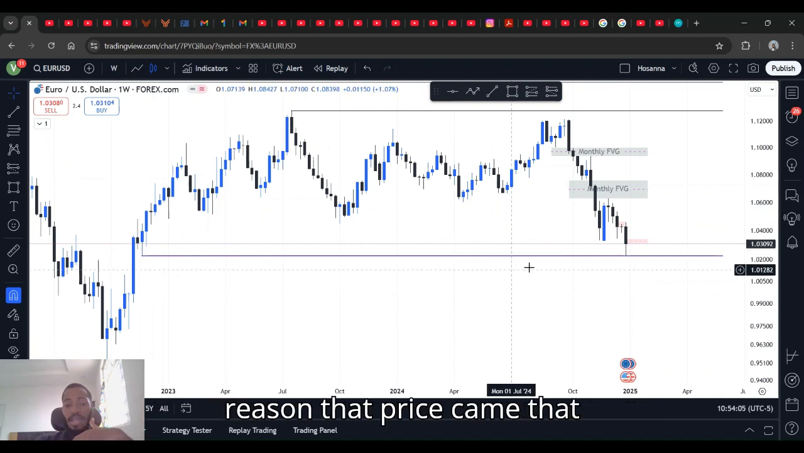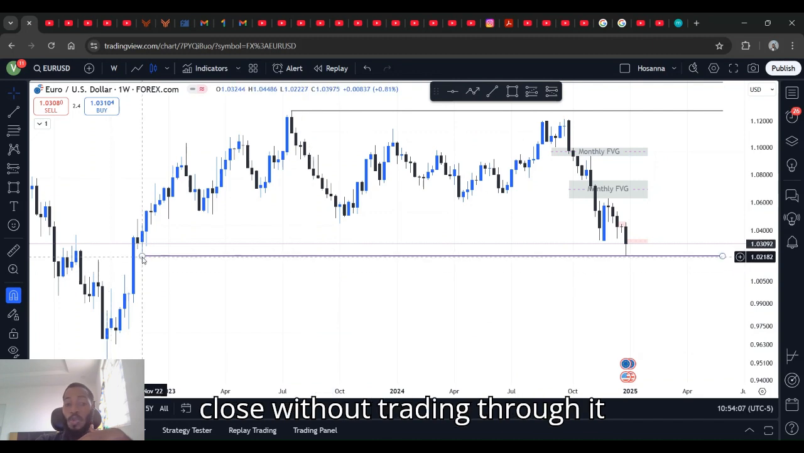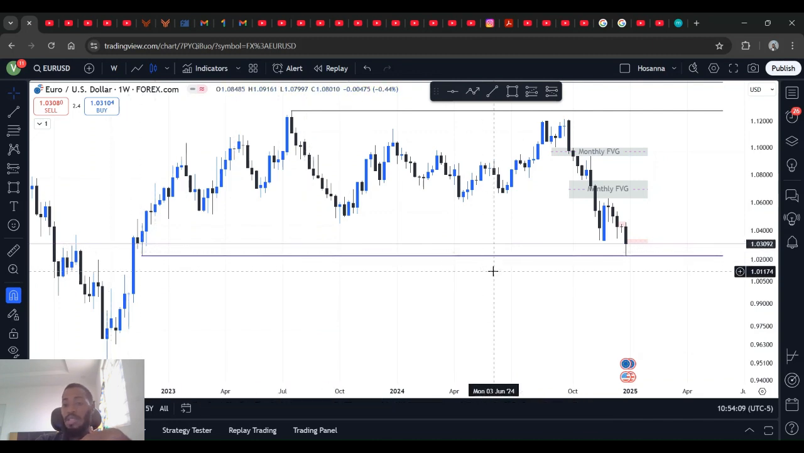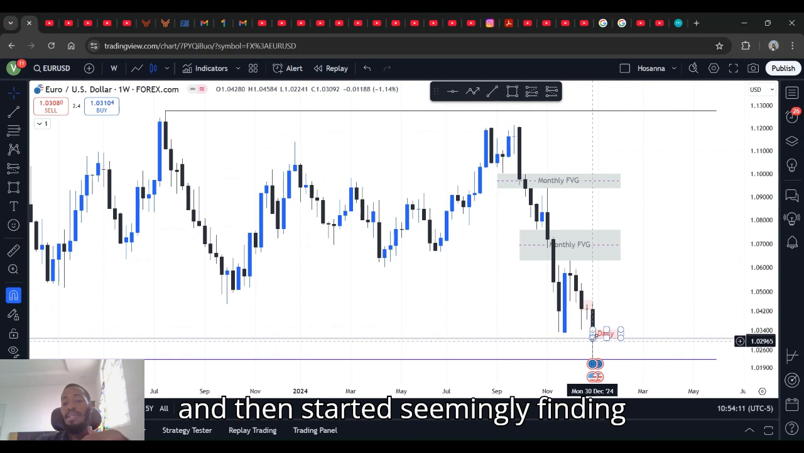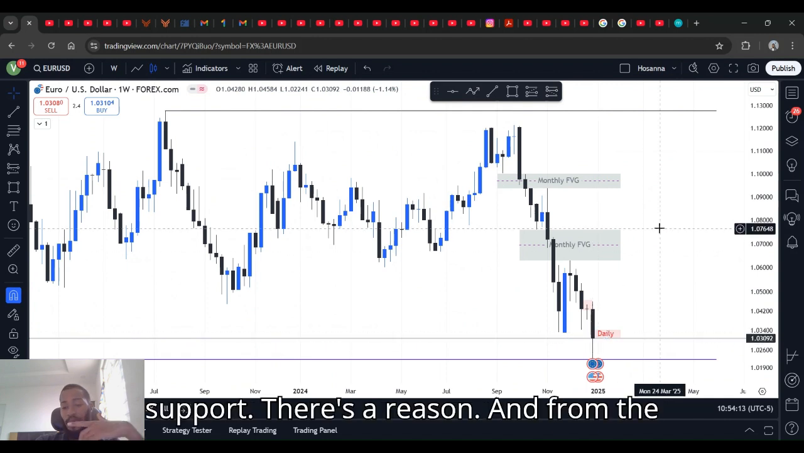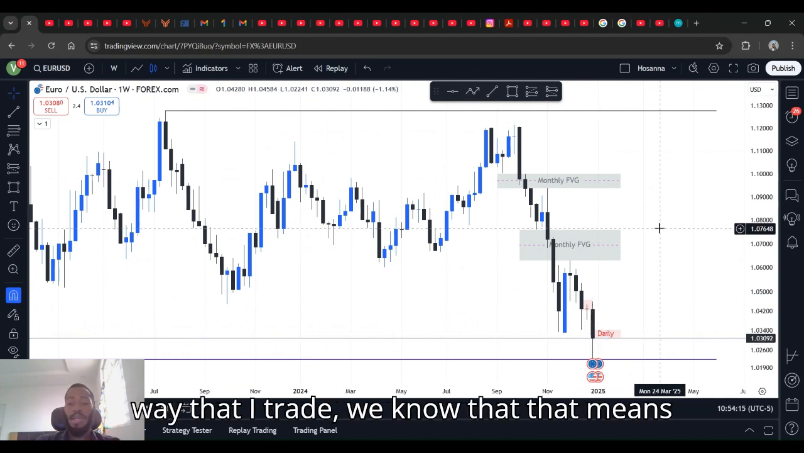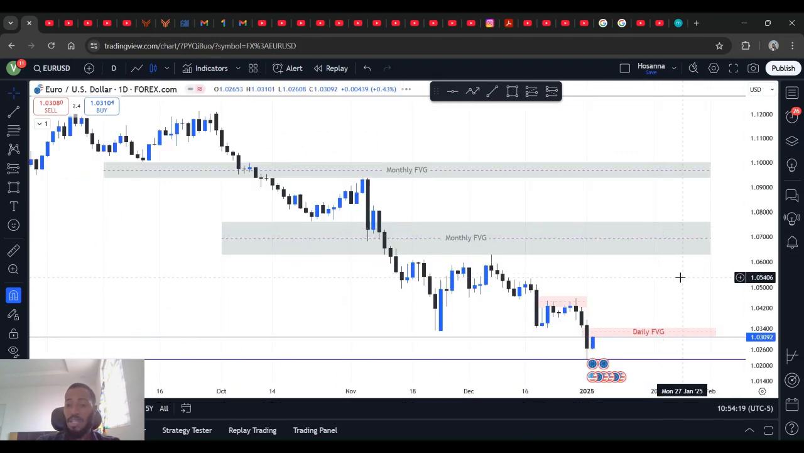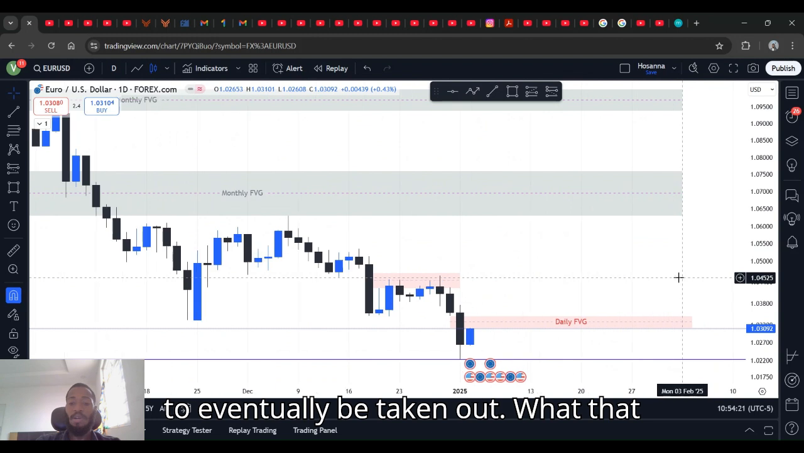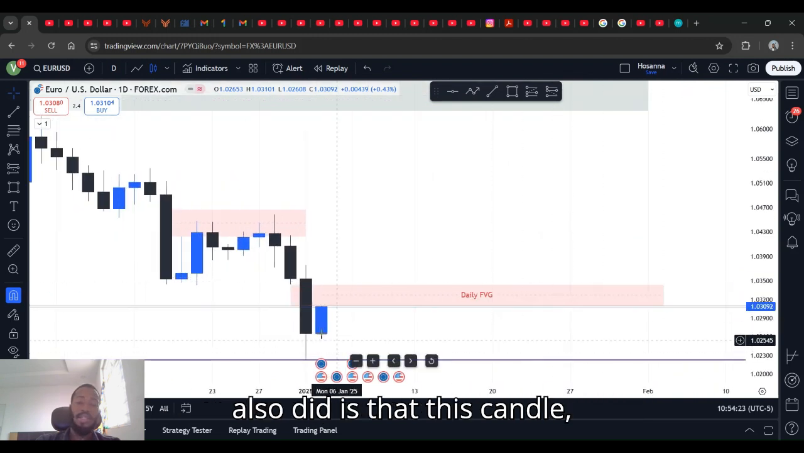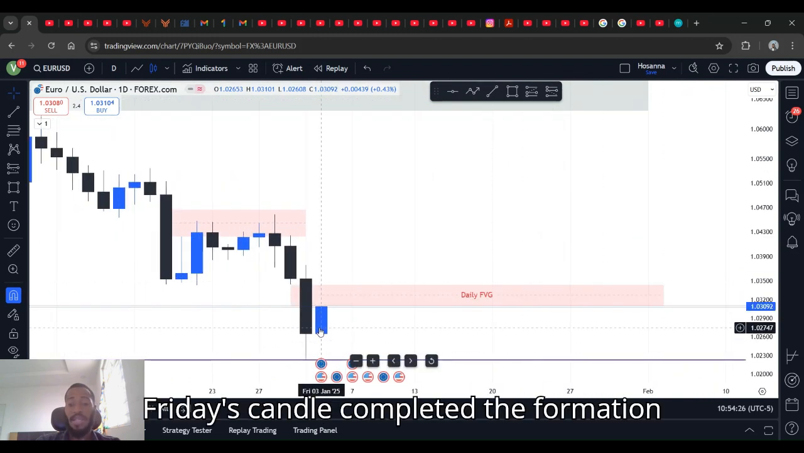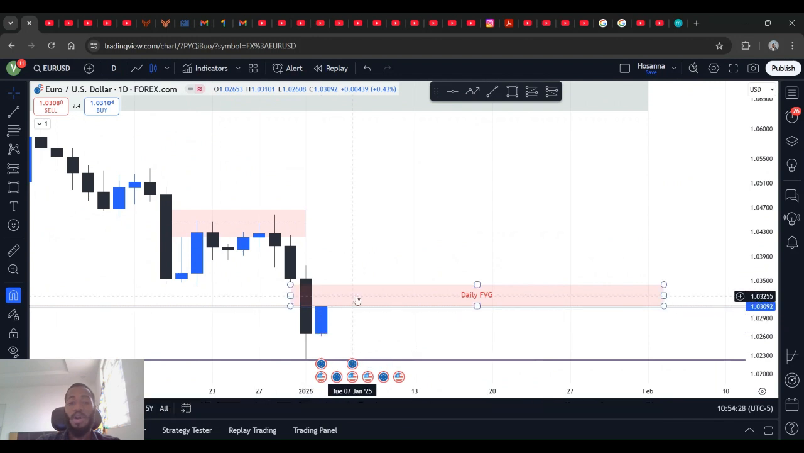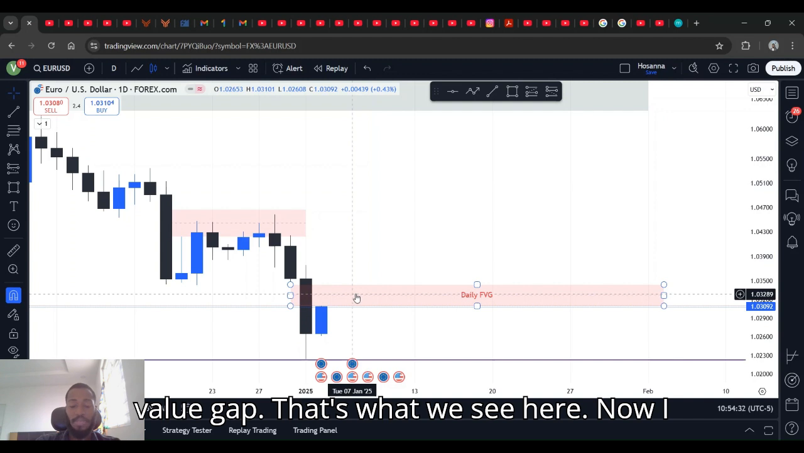There's a reason that price came that close without trading through it and then started seemingly finding support. There's a reason. And from the way that I trade, we know that that means relatively equal lows are being created to eventually be taken out. What that also did is that this candle, Friday's candle, completed the formation of a bearish daily fair value gap. That's what we see here.